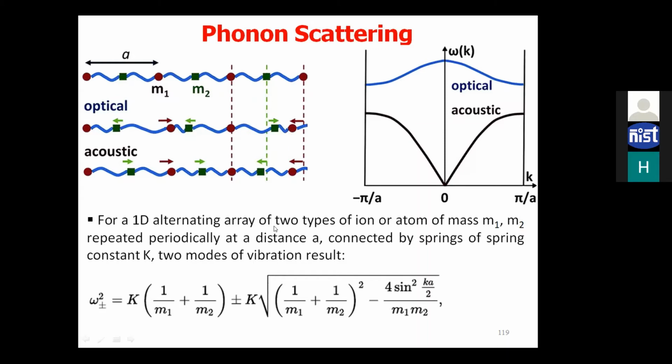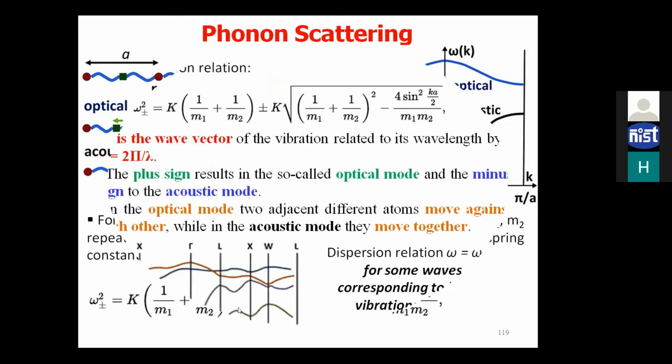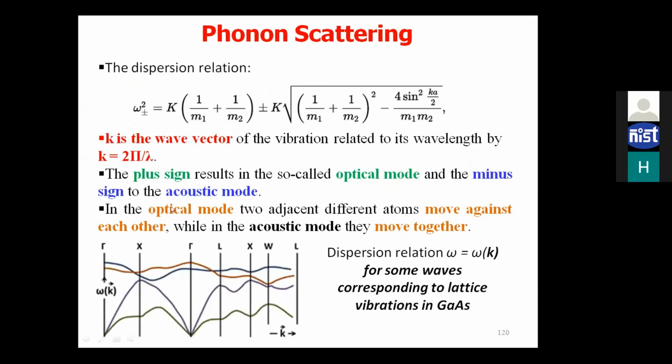A 1D alternating array of two types of ions or atoms of mass M1 and M2 repeats periodically at a distance A, and we take springs of spring constant K. Then we can see two modes of vibration, optical and acoustic. In the dispersion relation, if the sign is plus, then we say that it is the optical mode, and if the sign is minus, then we say it is the acoustic mode.